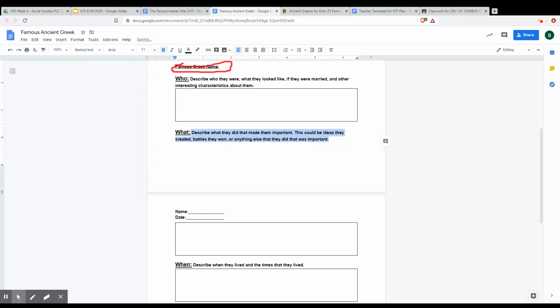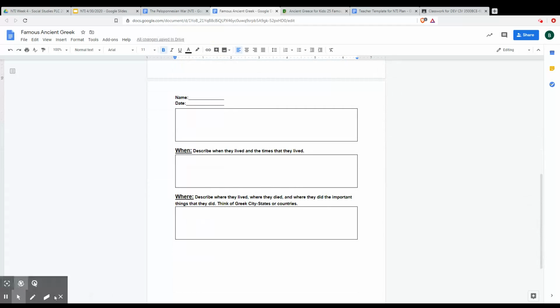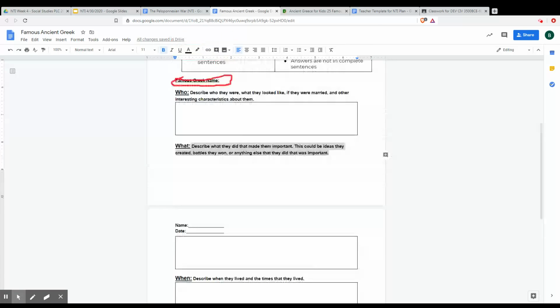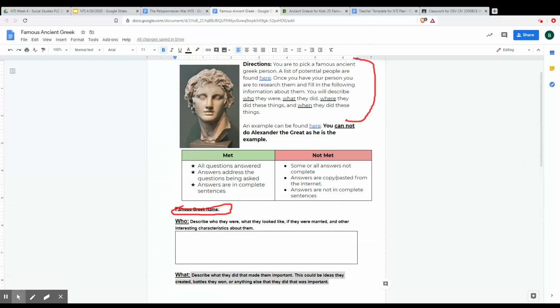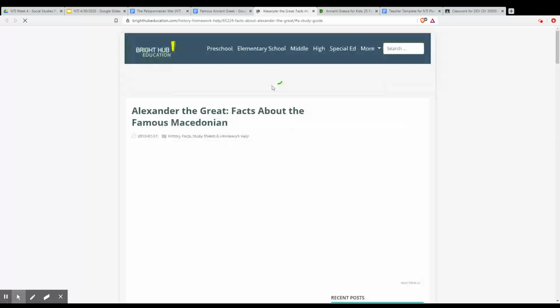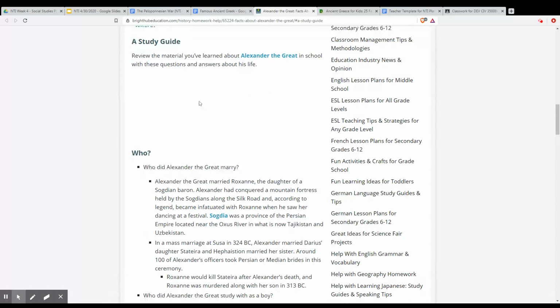So yeah, and then when is when the person lived, and you're going to put that there, and then where is what city-state they lived in. So Athens, Sparta, and you can find an example of what sort of information goes here.